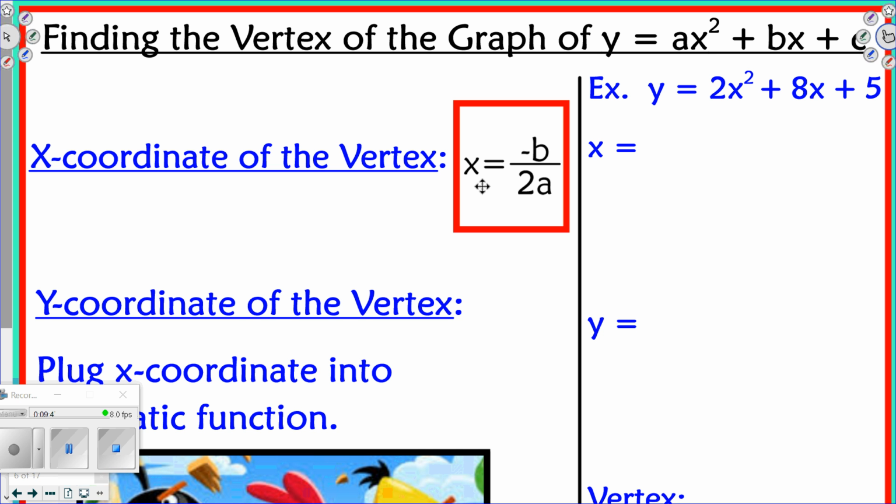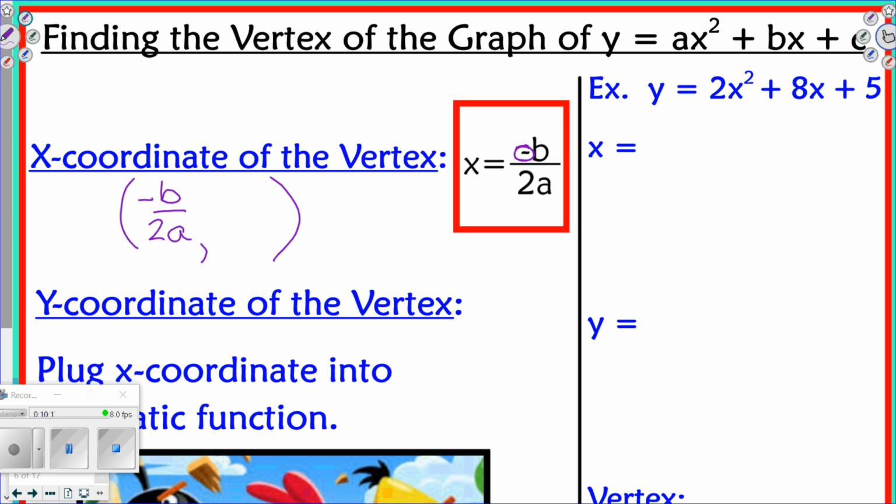So when I'm thinking of points, you guys know ordered pairs, right? It's always x and then y. So this is finding just this part of it. That's going to give you your x value of your ordered pair. Then to find the y part, you have to plug whatever you got for x back into the equation. So let's go ahead and do one over here so you can see how it works. So finding the x coordinate first, we're going to do negative b over 2a.